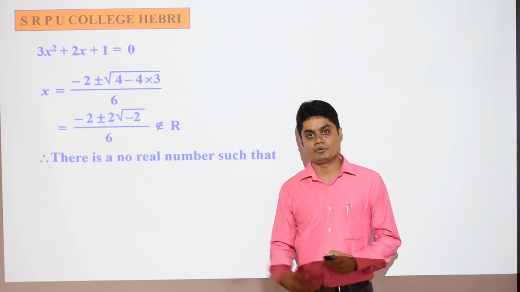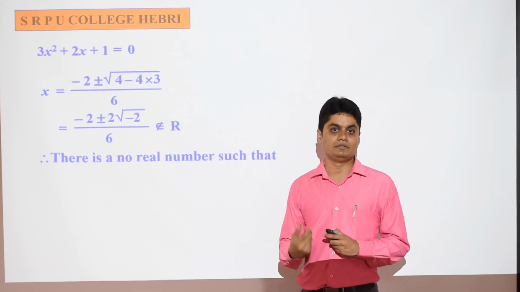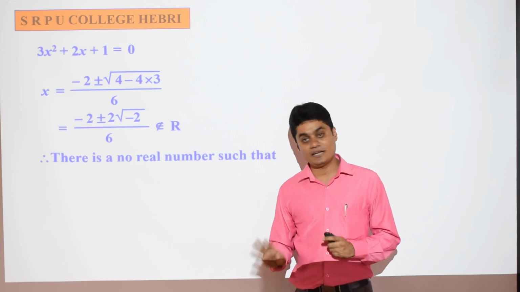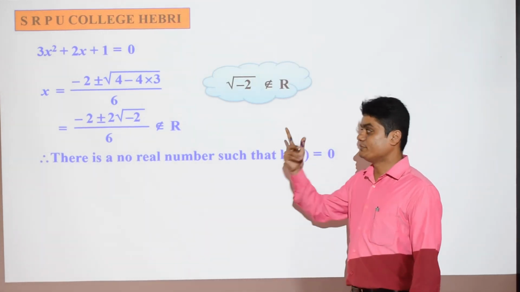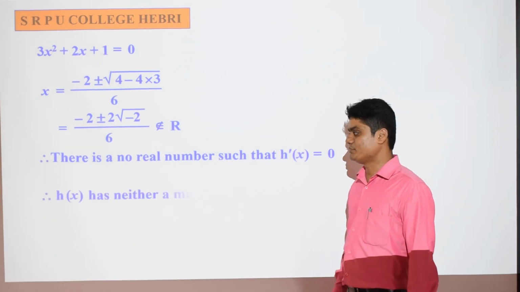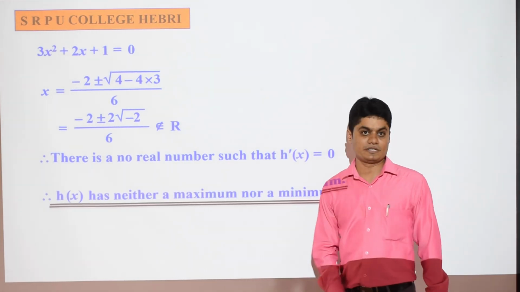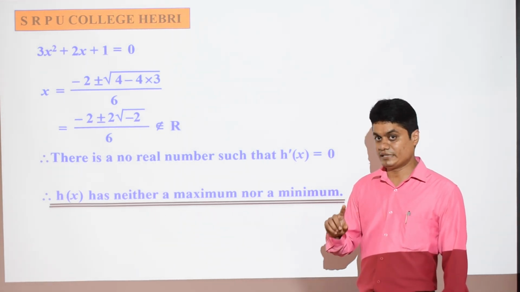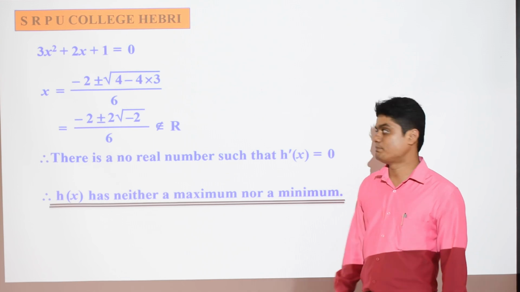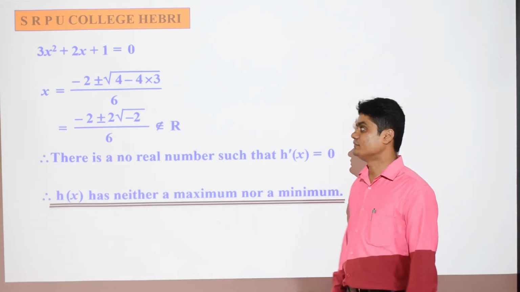If there is no critical point, once again the conclusion is the same: the function does not have maximum and minima. So there is no real number such that h dash of x equals 0. Because of this, if there is no critical point, the function has neither maximum nor minimum. You have to practice the first and last questions.